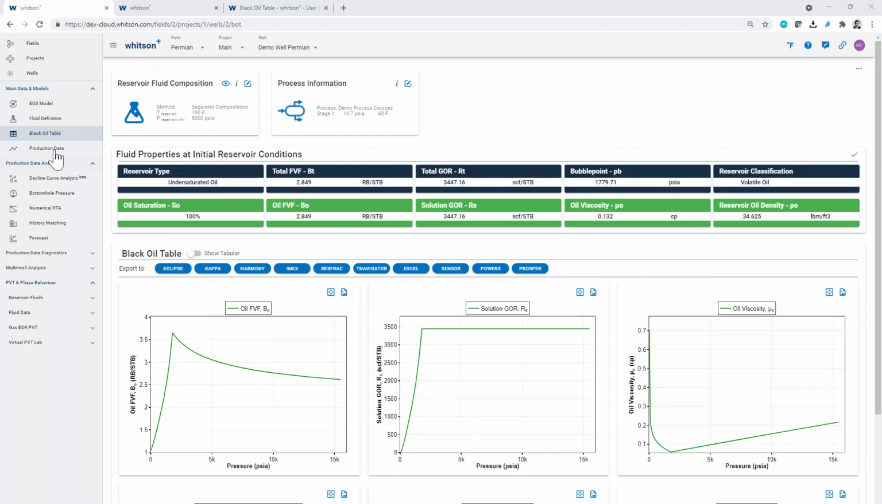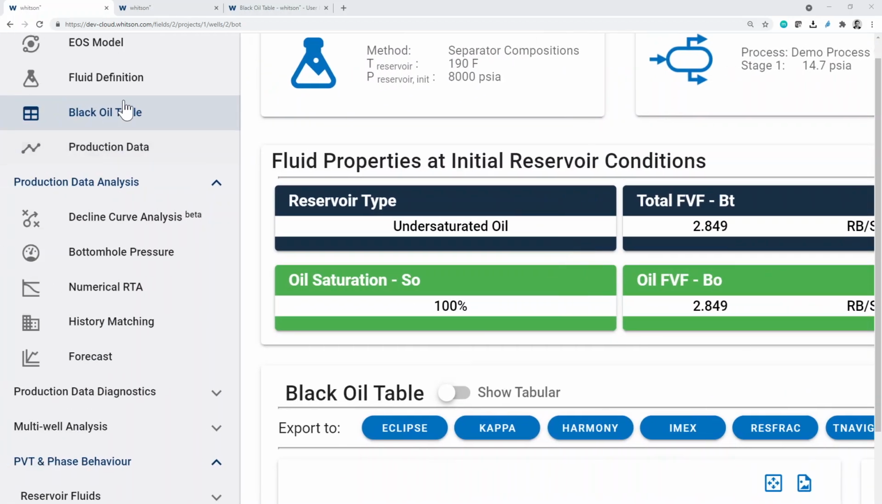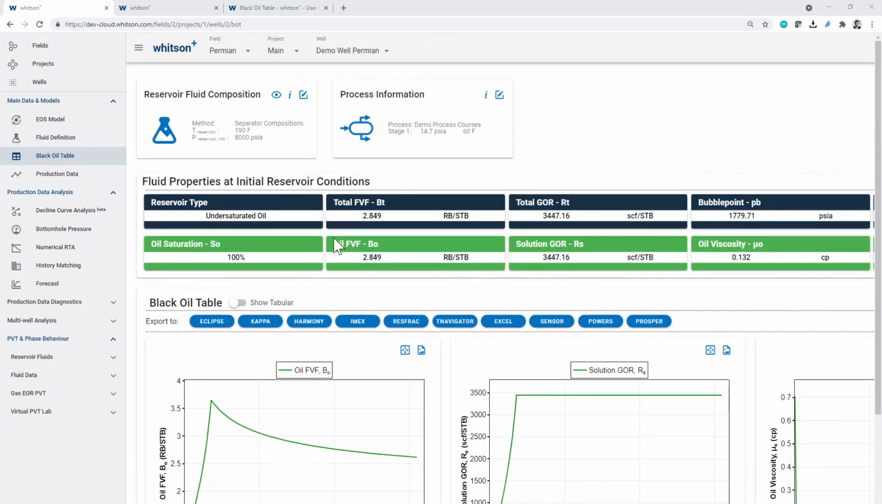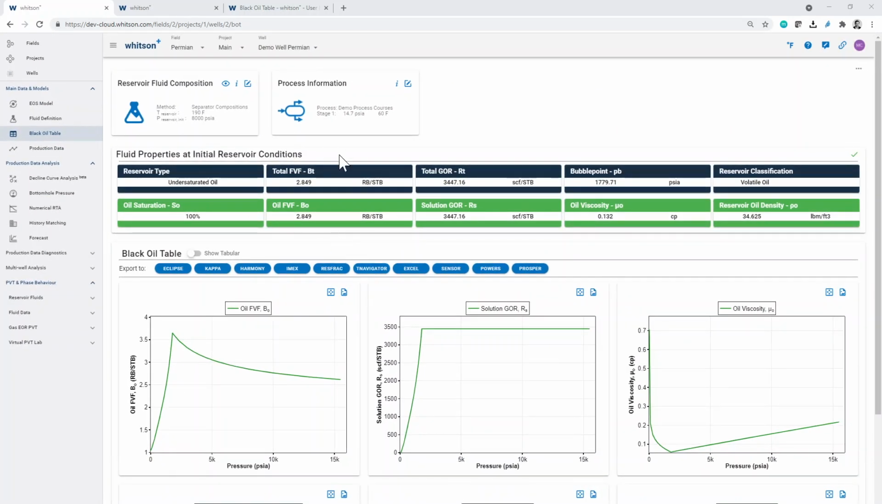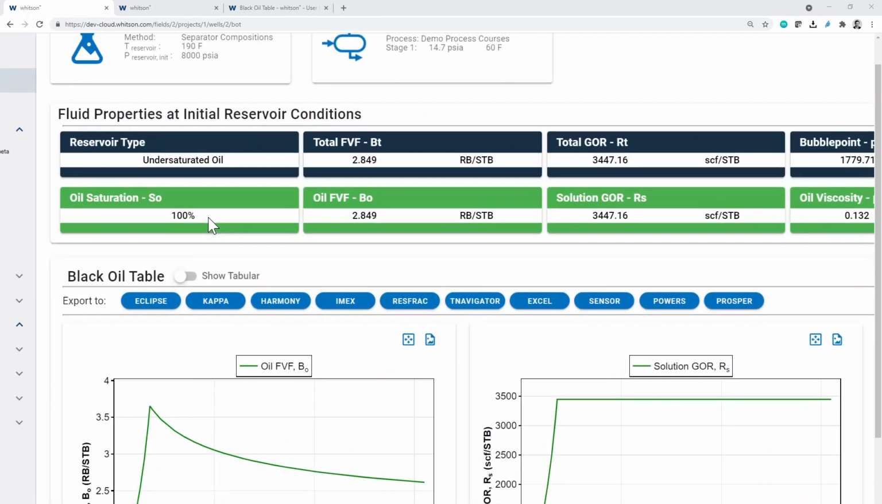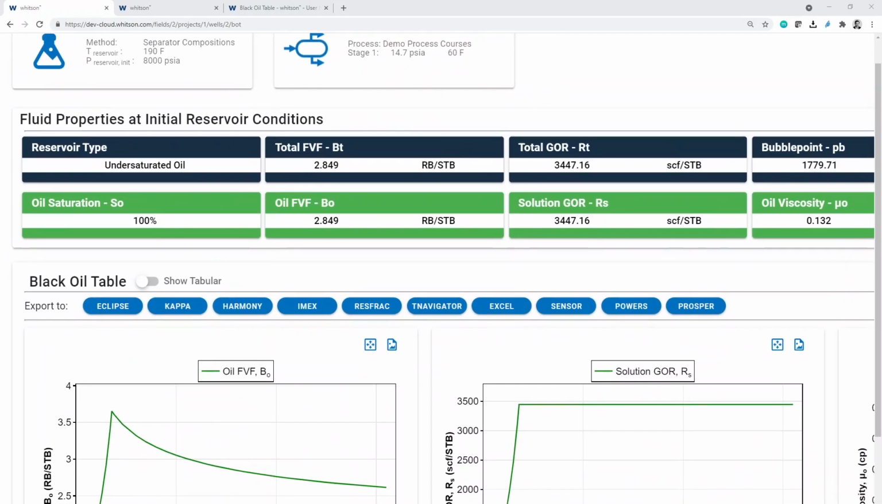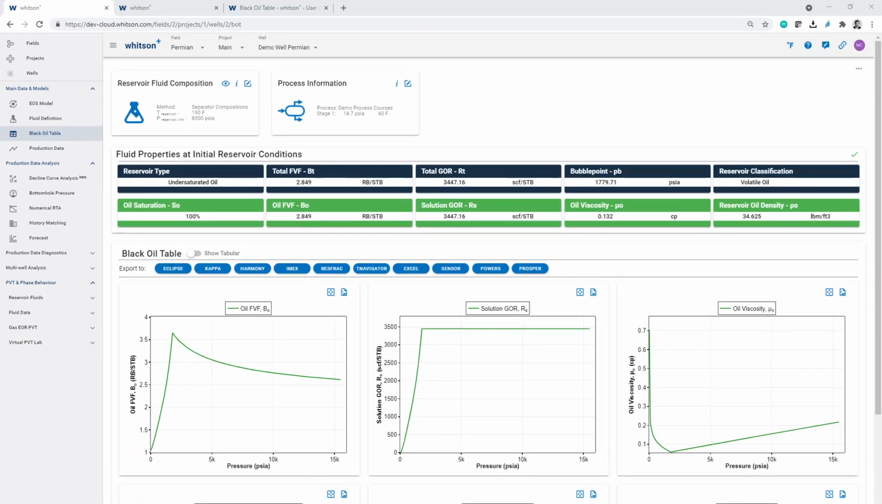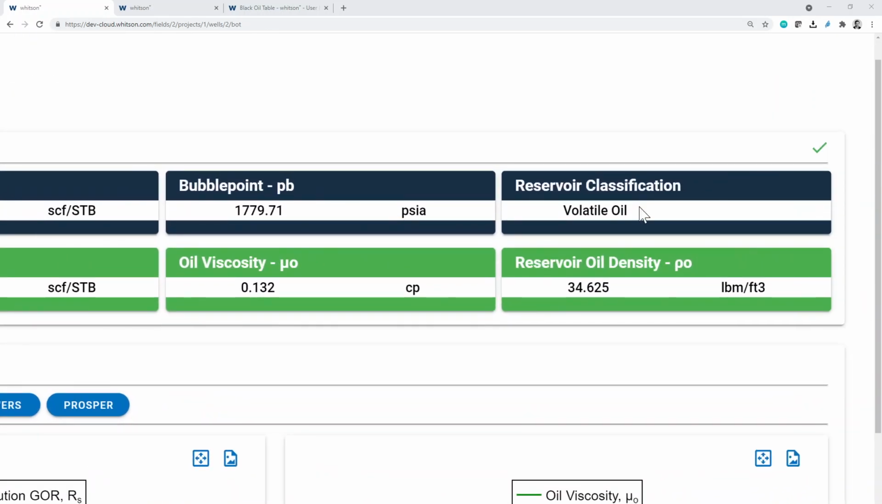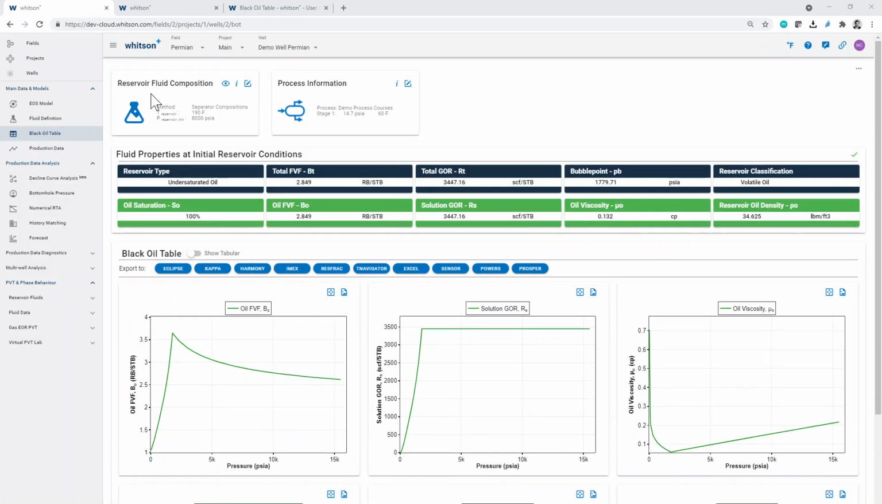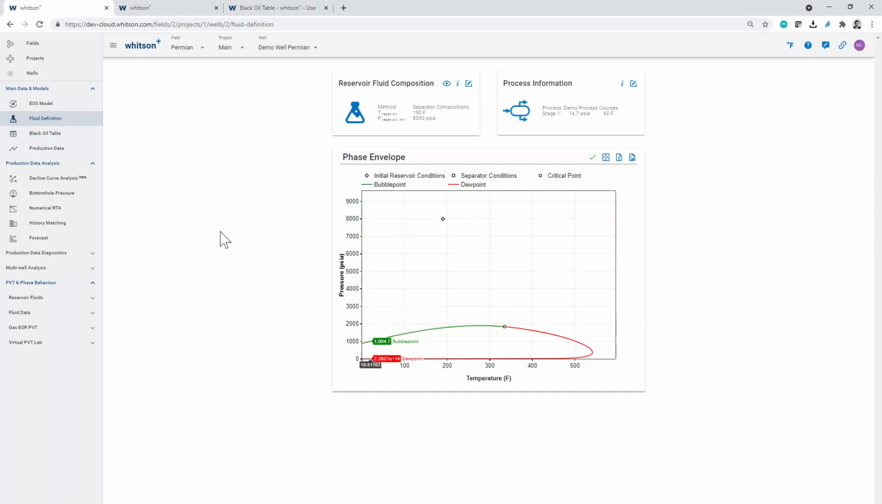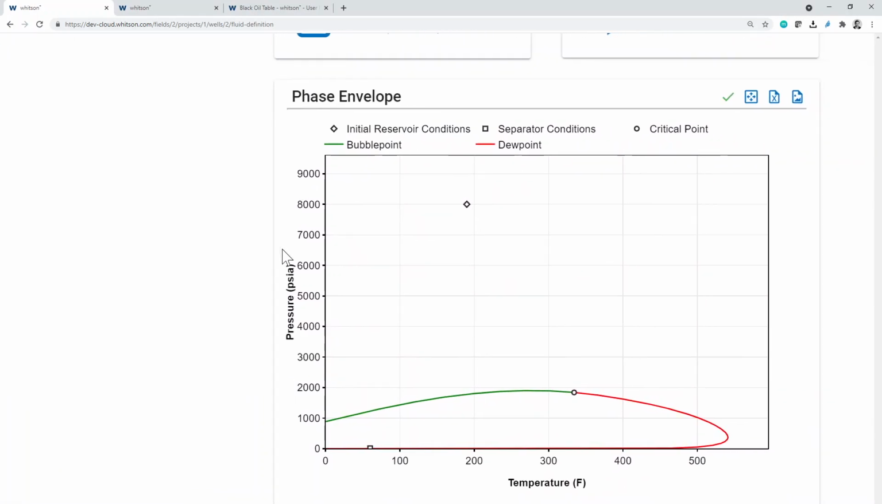So when you've defined a fluid in Whitson Plus in the BOT module, you actually get the initial reservoir fluid properties. So you get the oil saturation, which in this case, we're looking at an undersaturated oil, the associated formation volume factor, solution GOR, viscosity, etc. In this case, we're looking at a reservoir fluid that's classified to be a volatile oil, and we can get a little bit more information about the fluid type by looking at the phase envelope as well.